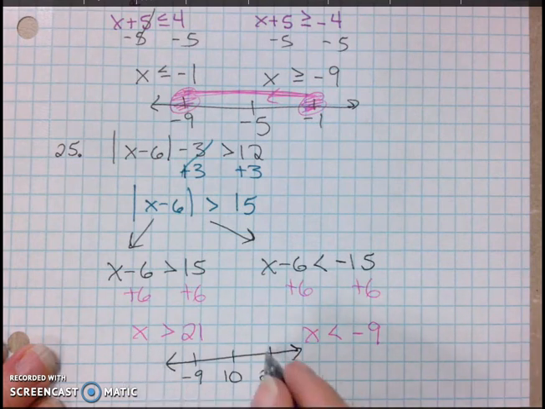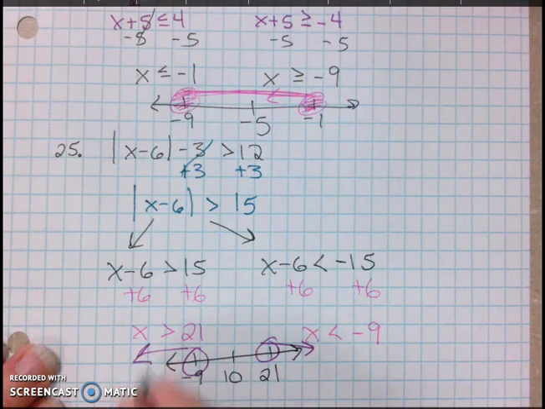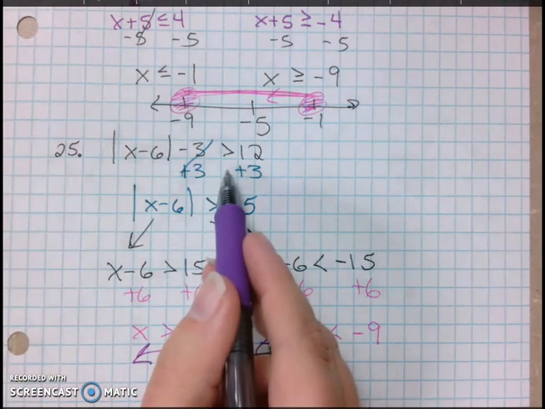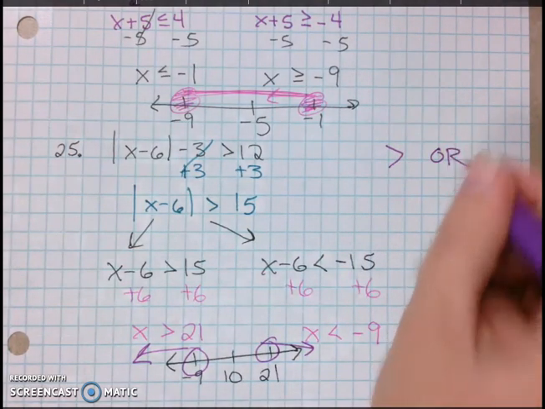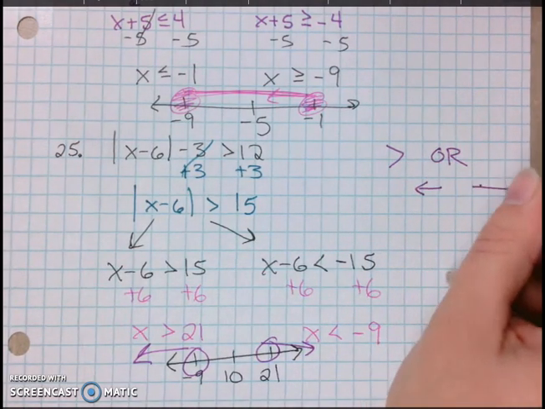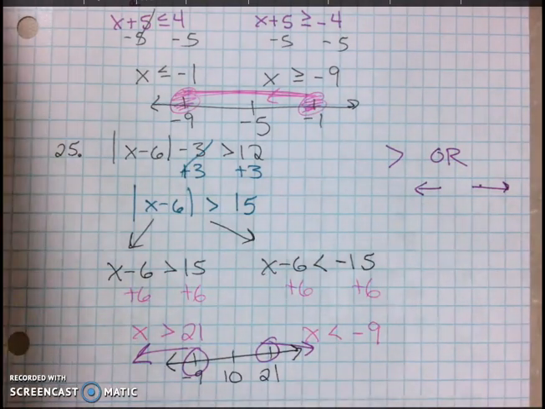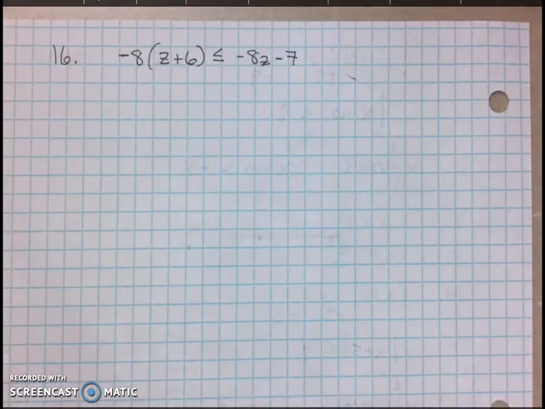X is greater than 21, so I don't fill it in. Greater than. Less than negative 9, don't fill it in. Less than. Notice, we had a greater than sign this time, so it should be in order. Greater sign means or, so they always point away from each other. They don't come together. Okay, skipping back to number 16.